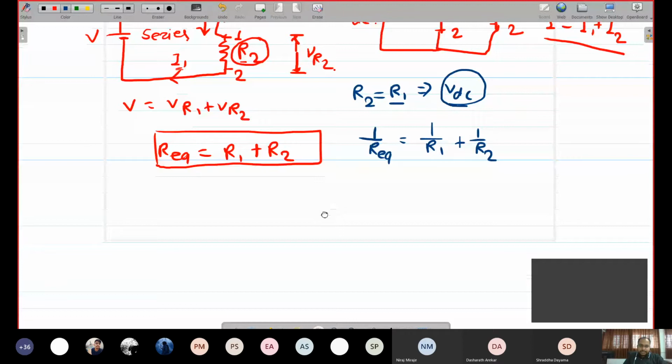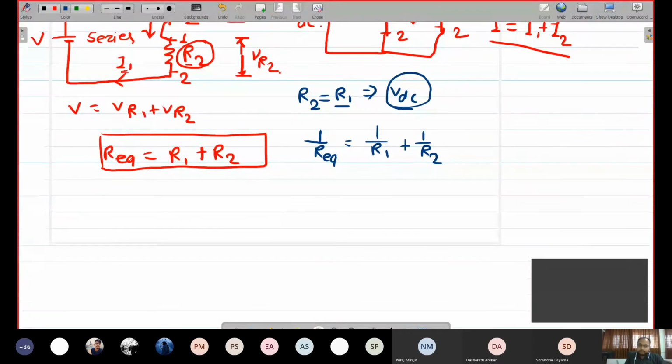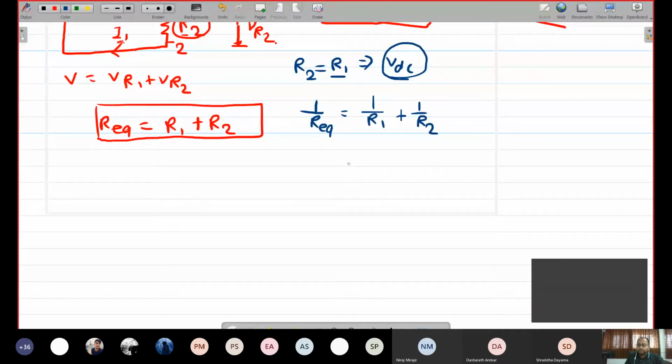Now remember that Z is equivalent to R. Am I right? Impedance is equivalent to a resistor, right? I hope we have seen this. And what about Y? What is Y? It is 1 upon R or 1 upon Z. Am I right? Okay, so remember these two fundamentals now.